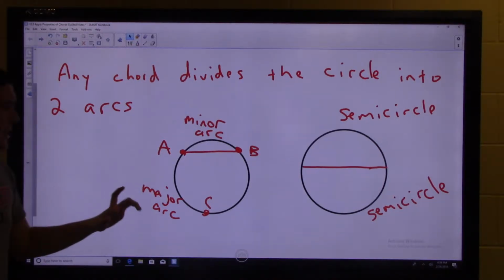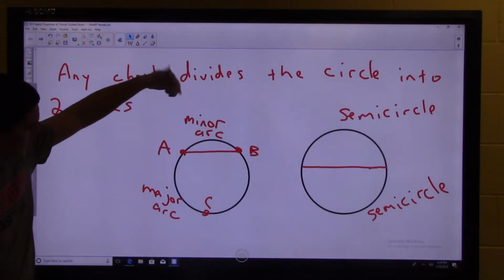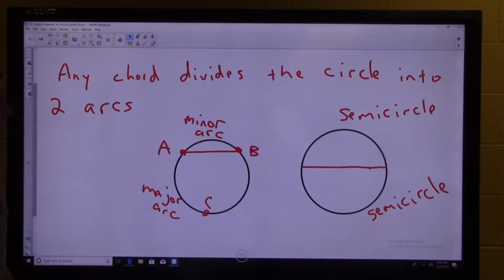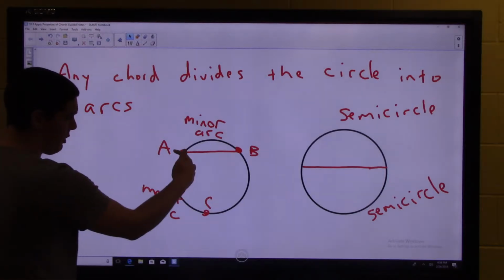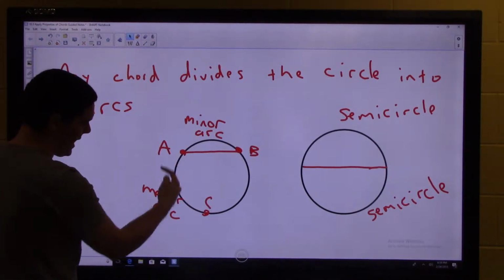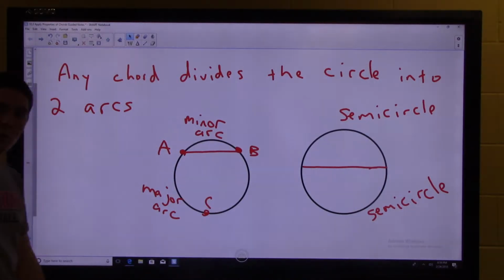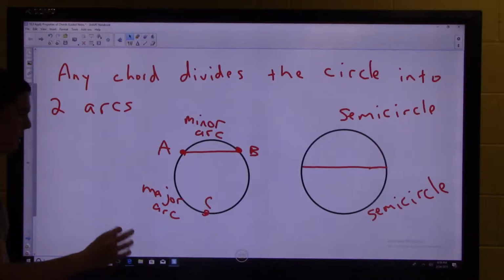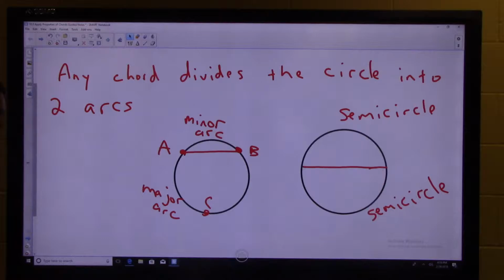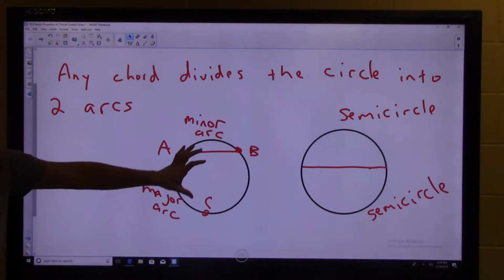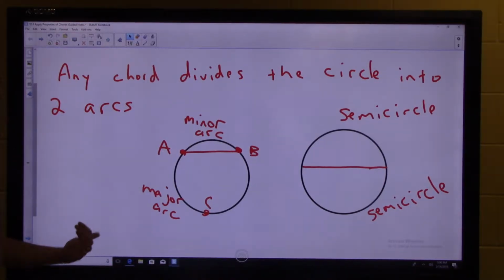It can happen two ways. If we have a generic chord here, AB, it's going to split this circle up into two arcs, a minor arc and a major arc. So minor arc AB and major arc ACB. Remember, with minor arcs you label them with 2 letters. With major arcs you label with 3 letters. That's why we needed this little point C down here. So that's one way that a chord can divide up the arcs of a circle.